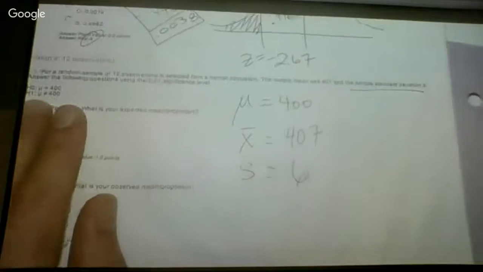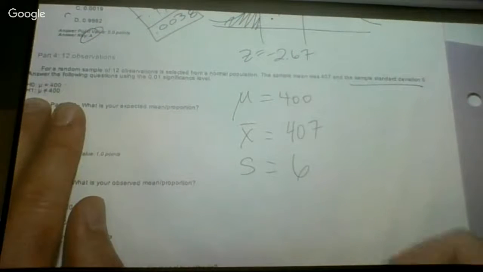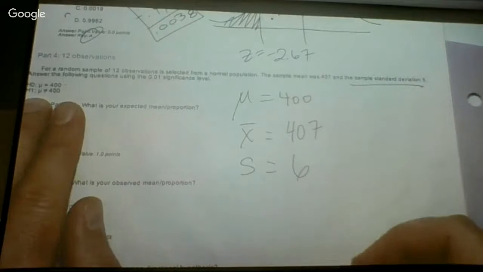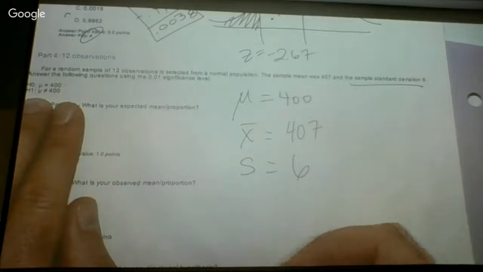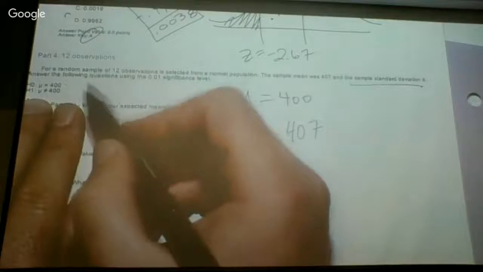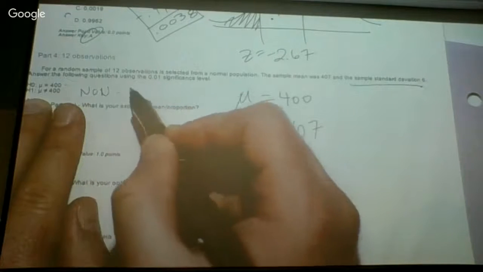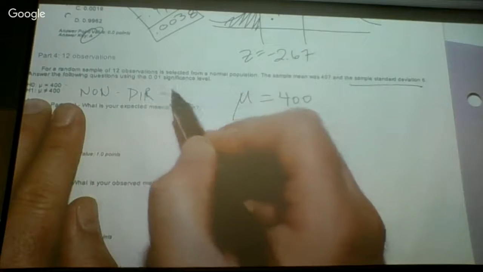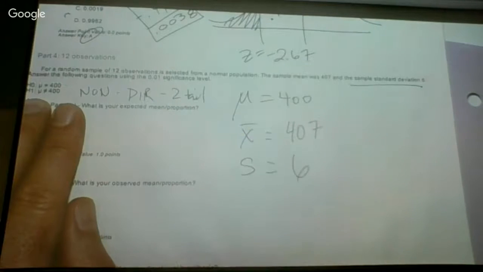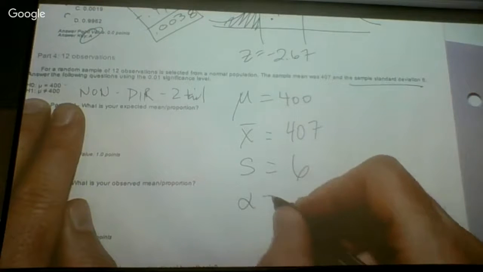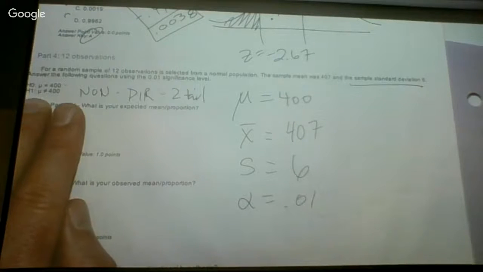All right, what else? Look. It's non-directional. How do you know? It's not using a greater than or less than. Yeah, so that means non-directional. How many tails in a non-directional test, Luke? 2. Good. Other piece of information we have. Katie. Alpha is 0.01. Good. Other piece of information we have. Katri. n is 12.